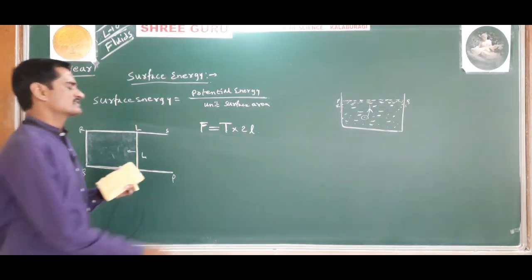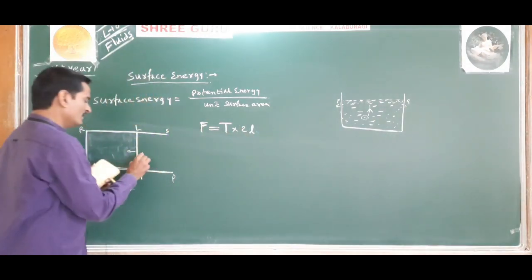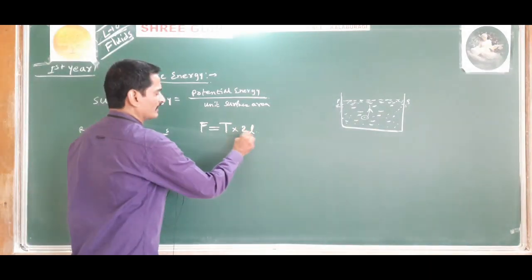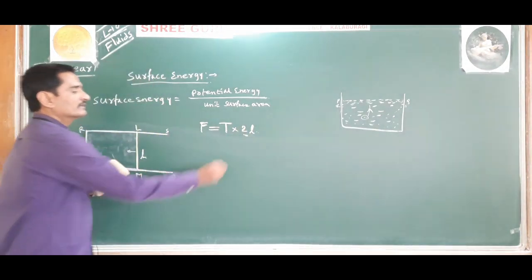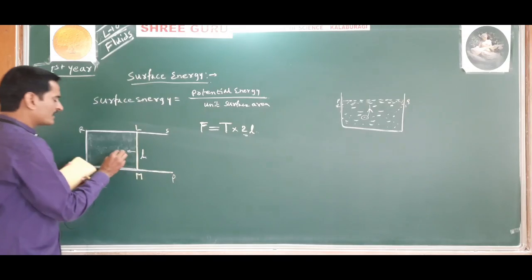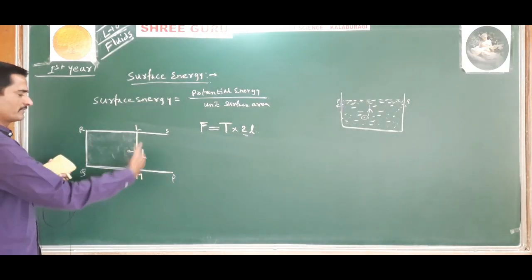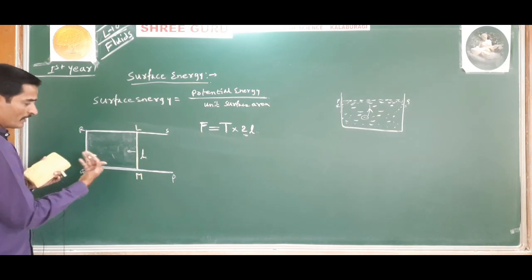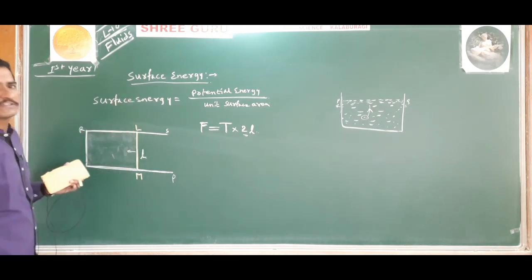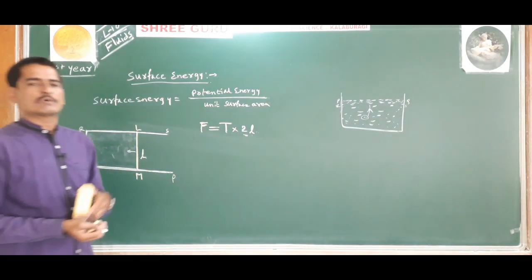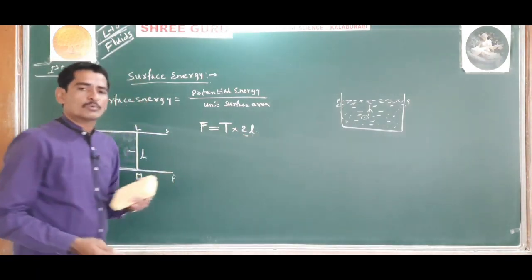And L is the length of this side LM, and this 2L is written. Why is this 2 written? We have written 2L because there are two surfaces for this liquid film. One surface is this side, another surface is that side. So therefore we have to write it as 2L. If there is only one surface, we have to write only one L.